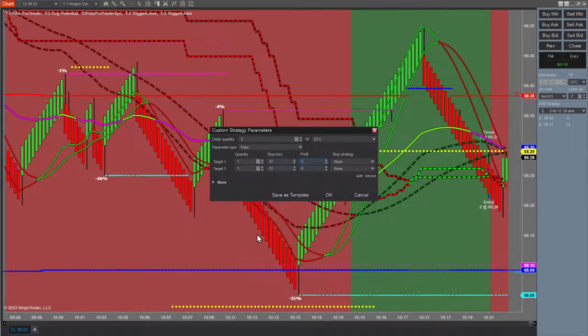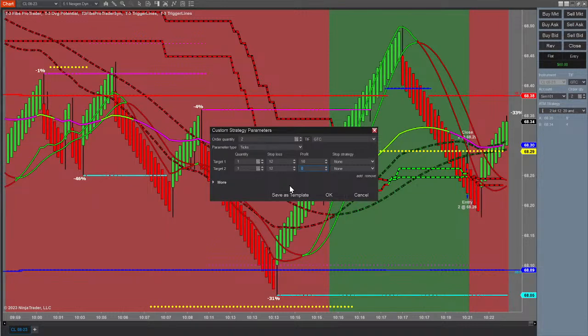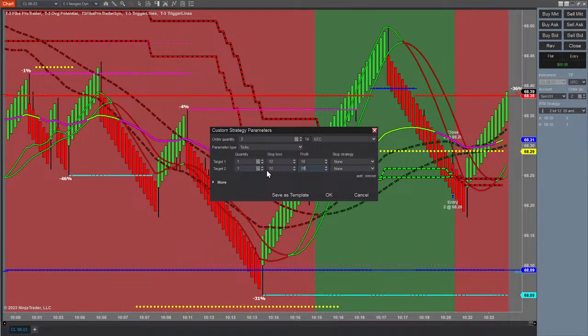So if this is crude oil and you're looking for $100, that's 10 ticks. So my profit target is 10 ticks. If I'm looking for 200 on my second contract, that's 20 ticks. So I have these in here. You with me so far, Philly? 2 targets, 1 contract each. Stop loss is good. There's my profit targets.